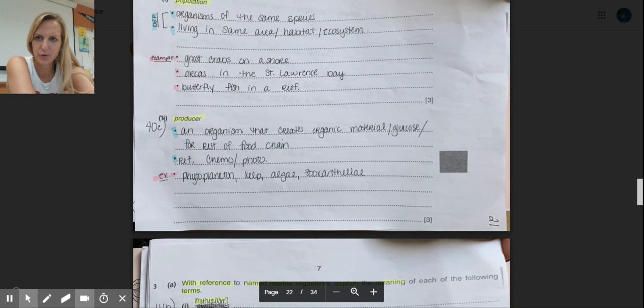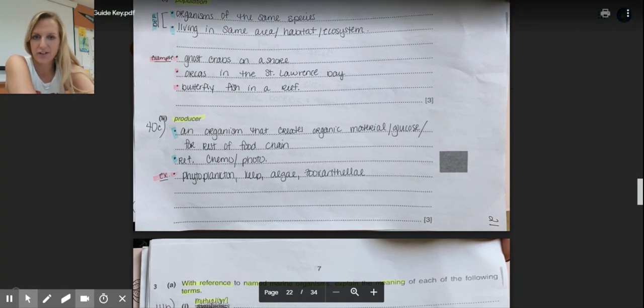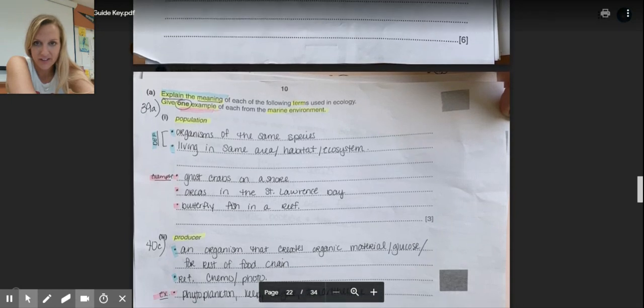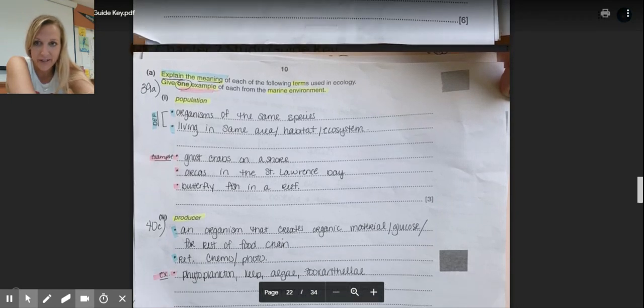Okay. Definition of a producer. It's an organism that can create or synthesize. Synthesize means to make. Photosynthesis, chemosynthesis. They can synthesize or create organic material or glucose, or you can call it carbohydrates, for the rest of the food chain. And this, the command word, was "explain the meaning of."